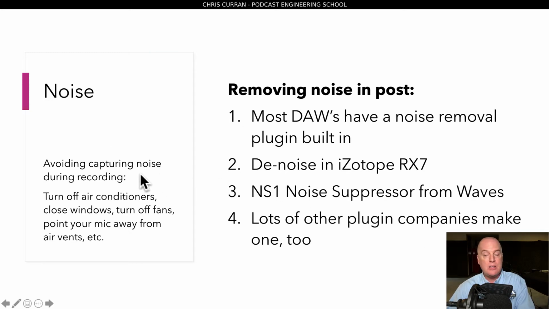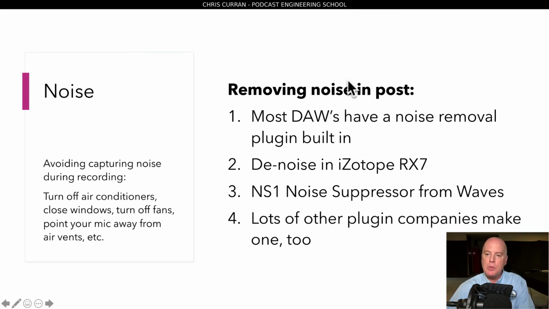Noise. Noise is like air conditioners and cars going by and air vents, fans that you have running. So to avoid capturing noise, number one, turn off anything that's making noise. Turn off air conditioners. Close your windows. Turn off all fans. Point your mic away from the air vents. So if you do have an air vent in the room that's a little noisy, point your mic away from that so it'll pick up less of it.